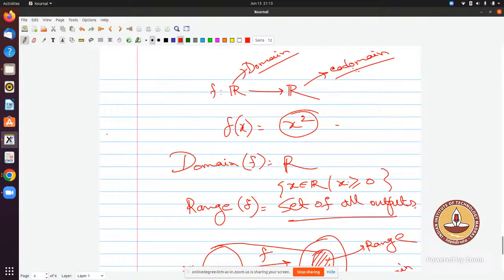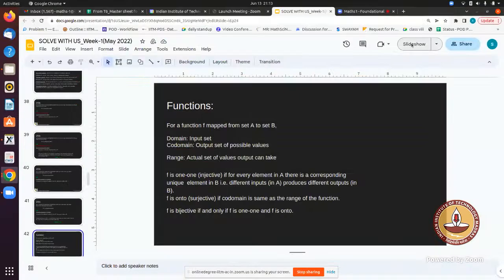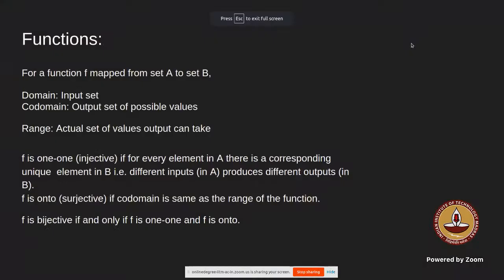Is it clear? Yes. So there is a distinction between range and codomain, right? Yes, sir. So this is what a function does. Now let's go back to the slide and see a little more. This is what I have said. I will come back to it later.